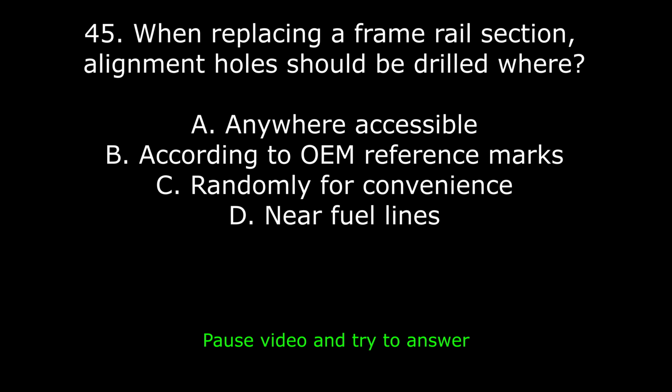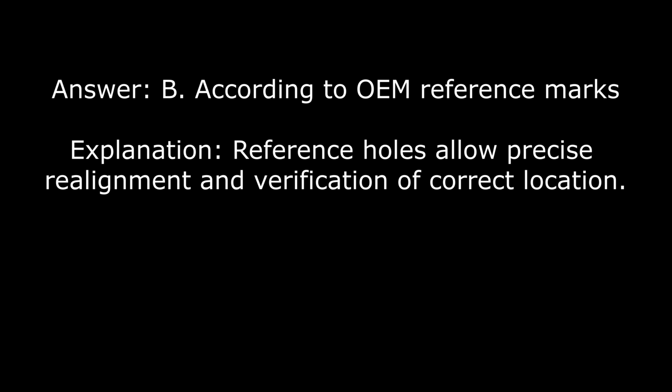45. When replacing a frame rail section, alignment holes should be drilled where? A. Anywhere accessible. B. According to OEM reference marks. C. Randomly for convenience. D. Near fuel lines. Answer. B. According to OEM reference marks. Explanation. Reference holes allow precise realignment and verification of correct location.